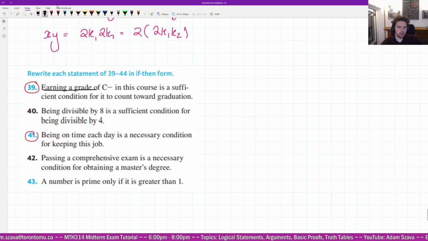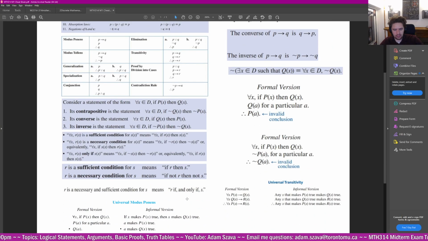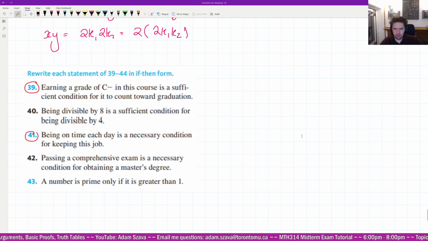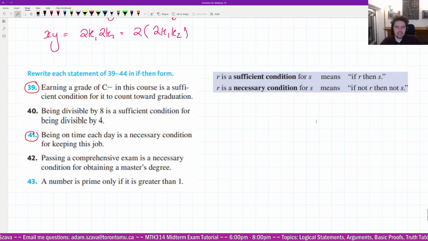In if-then form. So earning a grade of C- in this course is a sufficient condition for it to count towards graduation. Okay, so sufficient conditions and necessary conditions. We got to just remember what this looks like. So I'll just go back to this sheet here. So R is, what are we looking at? We're looking at a sufficient condition. So what's the sufficient condition for what? Earning a grade of C- in this course is a sufficient condition for it to count towards graduation. So R is sufficient for S means R implies S.